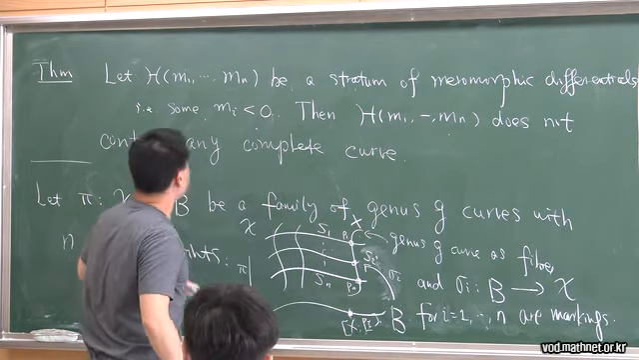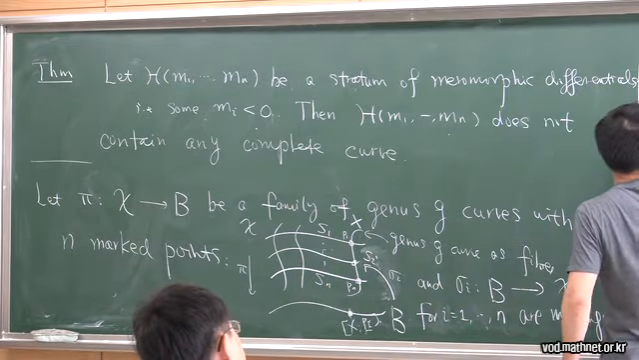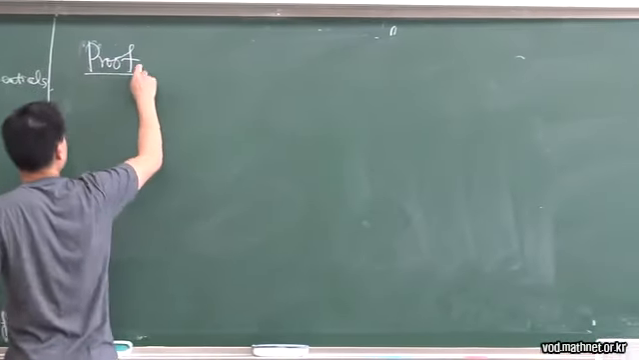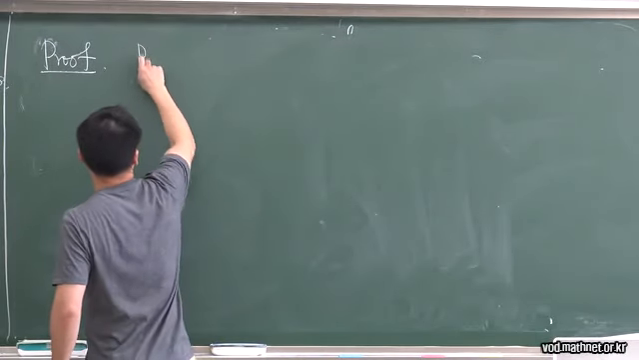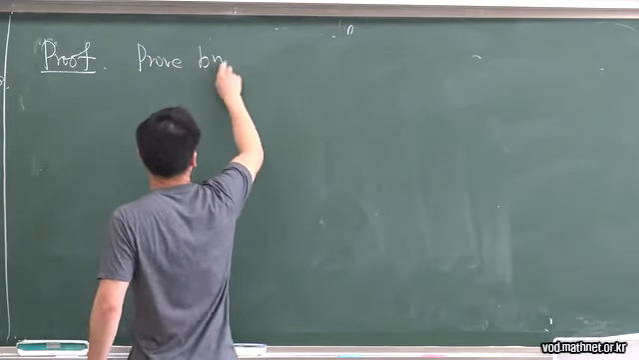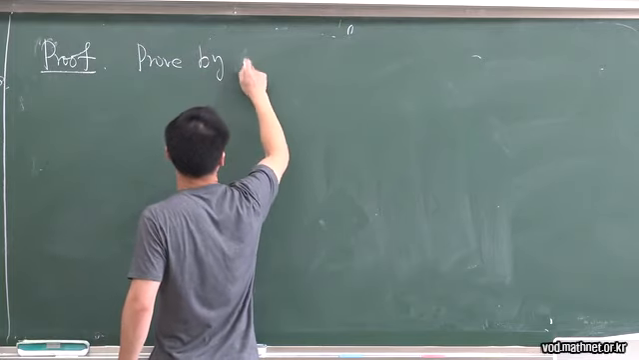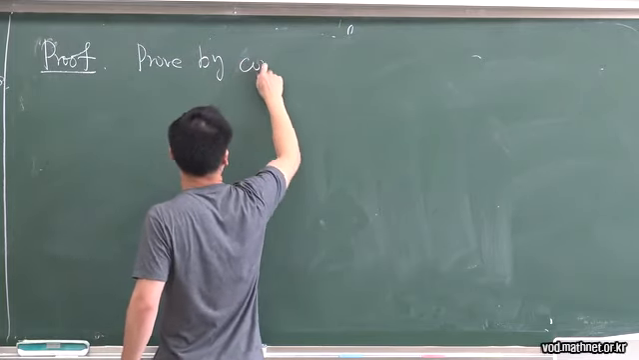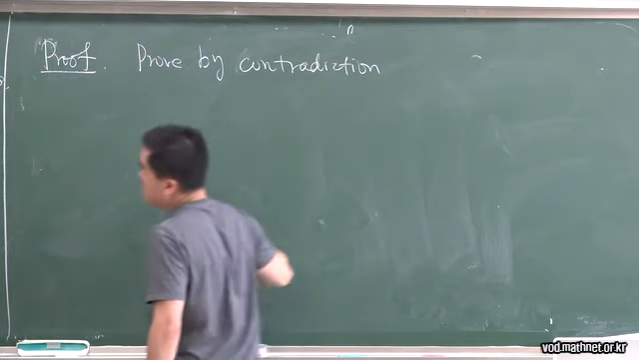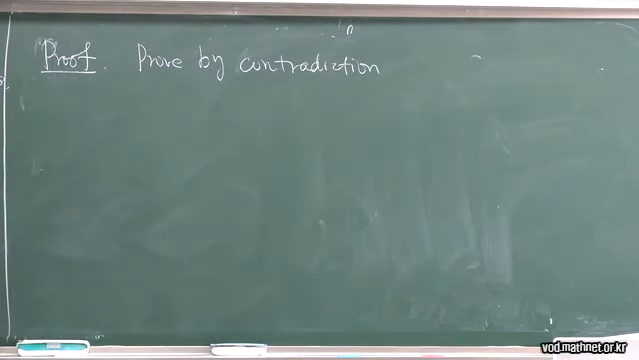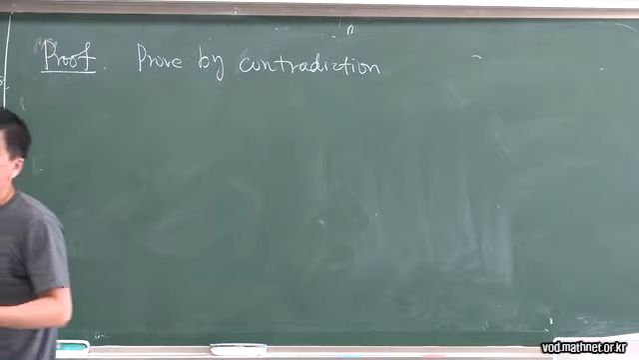Okay, so let me come back to the proof. Let me prove it by contradiction. In other words, suppose there exists a complete curve in this stratum of meromorphic differentials. I will give you a contradiction.